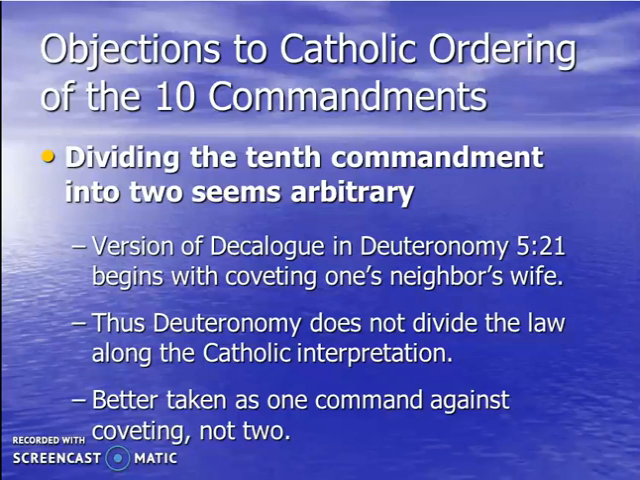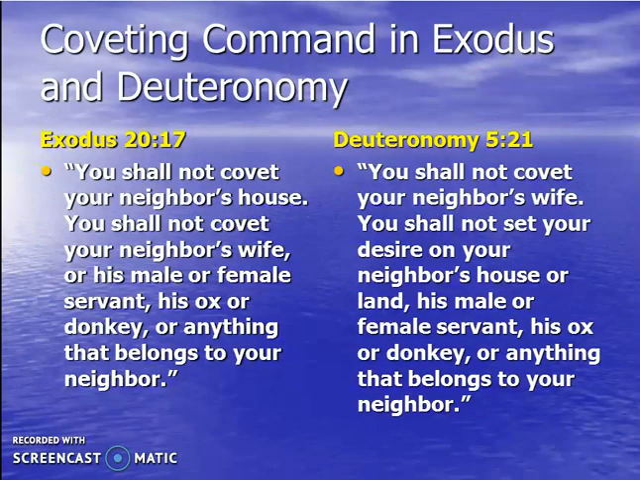Moreover, in Deuteronomy's version of the 10 Commandments, it begins not with coveting one's neighbor's house, but with coveting your neighbor's wife. And thus, Deuteronomy does not divide up the law along the Catholic interpretation lines. So it's better to take it as one command against coveting and not 2 commands. There you can see the difference between Exodus version and Deuteronomy's version of this same law.